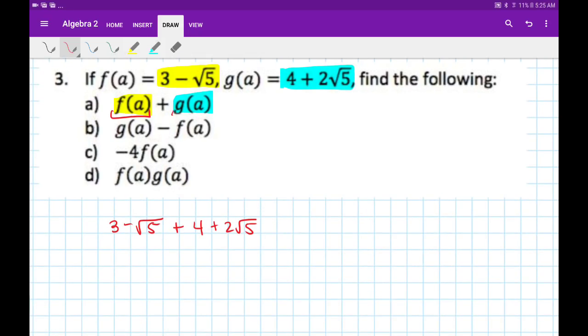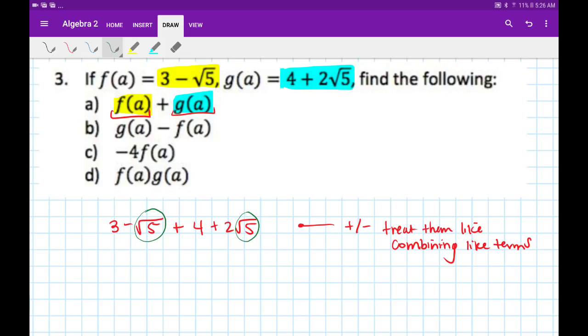All right. So when we are adding and subtracting radical expressions, we are going to treat them like like terms. So here's what I mean by like terms. Square root of 5 and the square root of 5 are like terms, whereas maybe 2 root 3 and 5 root 6, these are not like terms, so I would not combine the 2 and the 5.